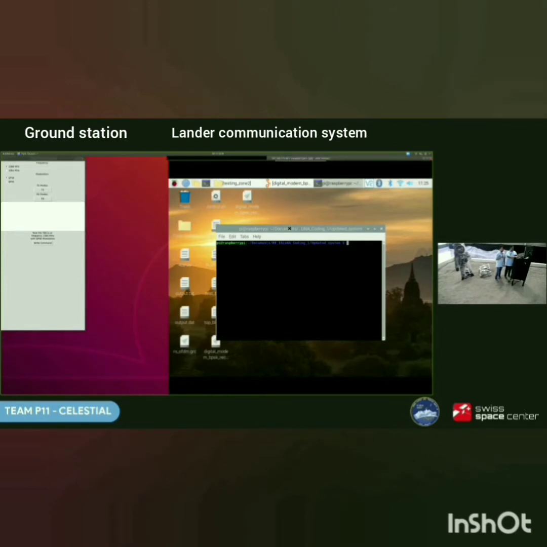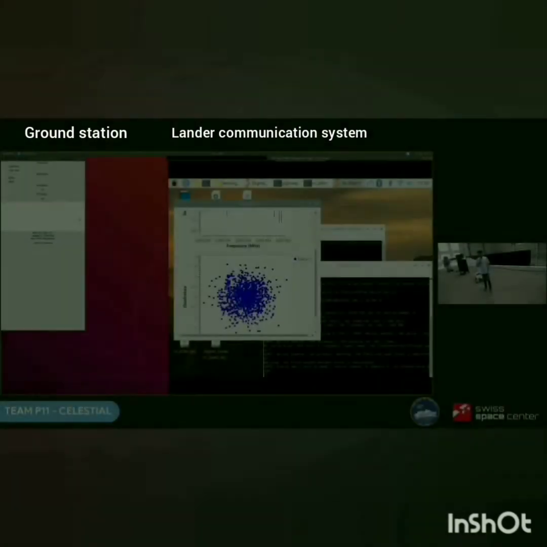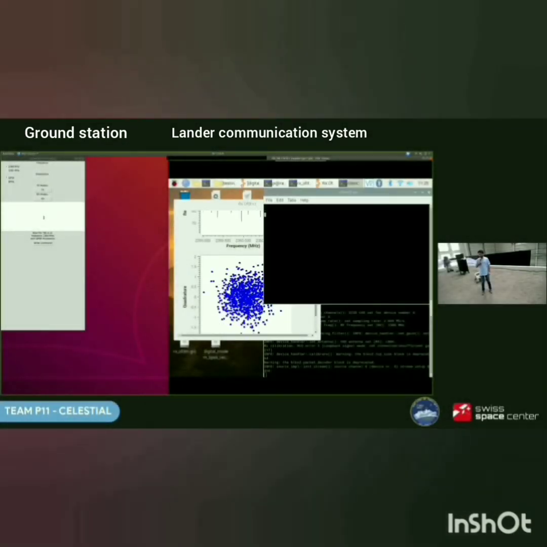On the right hand side is the projection of the lander system, and this is where we will visualize how the lander reacts to the commands and the signal which is received. So right now there is a haziness, which is basically the noise. Command 2 has been transmitted. The TX button has been pressed on the ground station side, and you will see the signal will be transmitted.